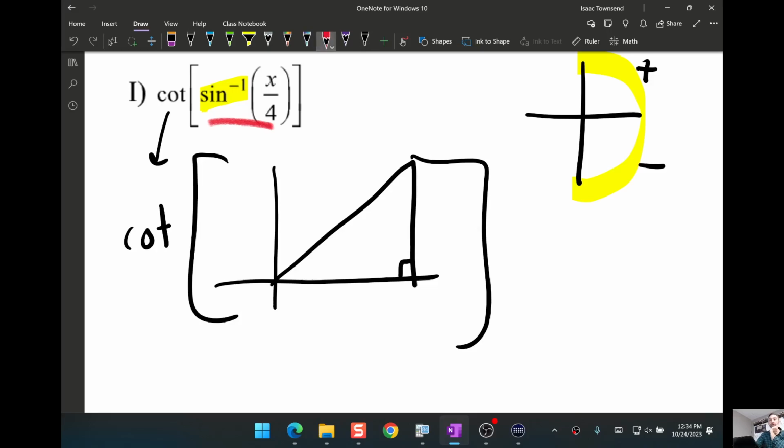By the way, if you haven't noticed this, and I don't know if I pointed this out to you guys, but of the inverse trig functions, none of them care about quadrant 3. So you should never be sketching a triangle in quadrant 3 in this section.